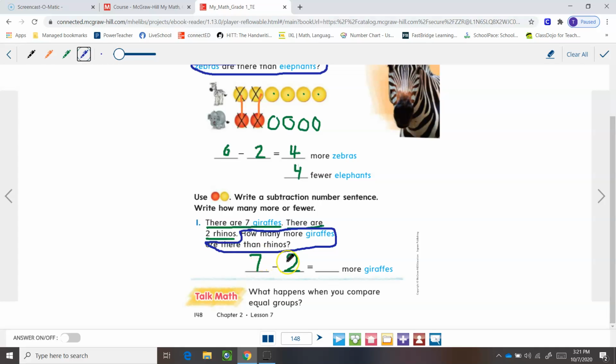So 7, take away 2. Again, I could draw a picture and take away my 2, or I could just count back in my head. 7, 6, 5. So I am left with 5 more giraffes than there are rhinos.